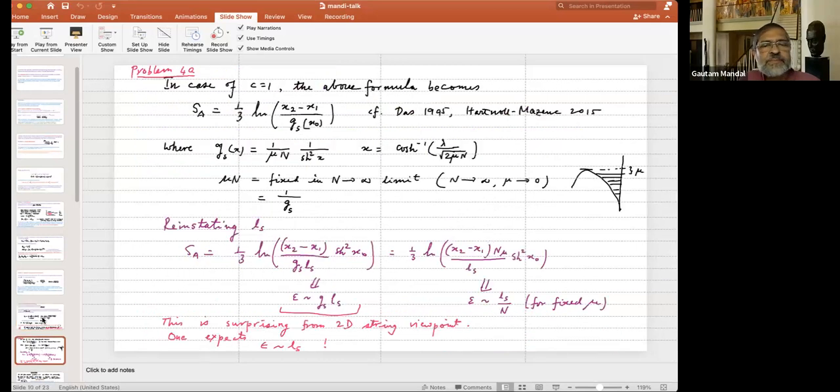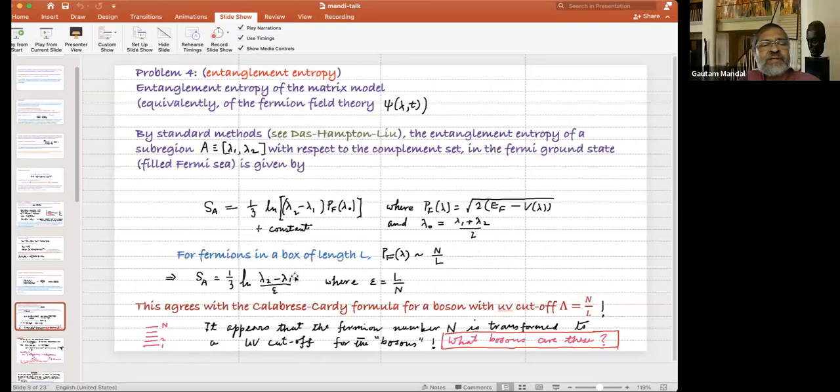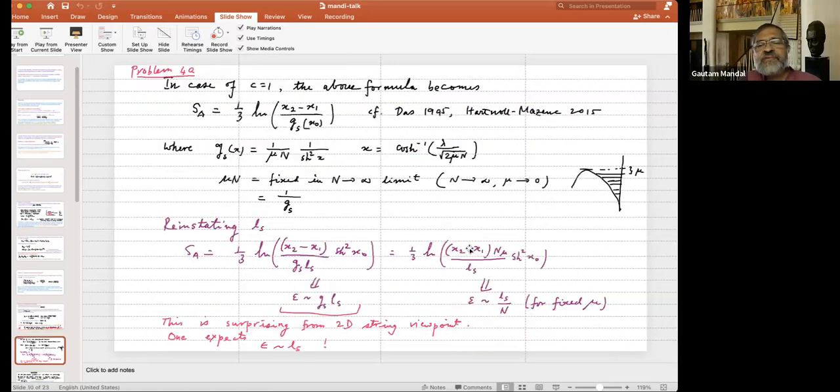In other words, here it was lambda 2 minus lambda 1 times n divided by L. So it's important to note that n appears in the numerator. Even in case of the c equal to 1 matrix model, n appears in the numerator. So this suggests that there is a lattice constant which has n in the denominator. So this is your epsilon, which is like Ls divided by n.